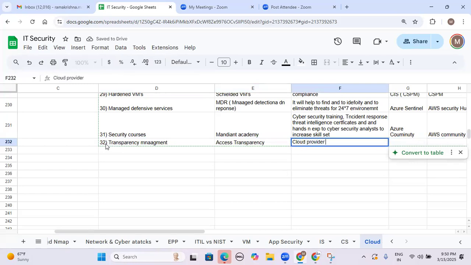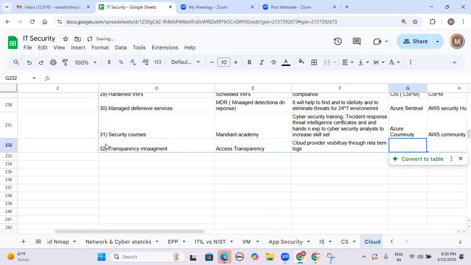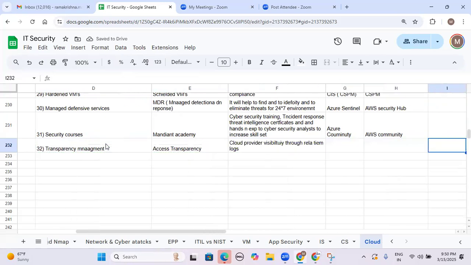Cloud provider visibility through real-time logs. Thereafter, we can integrate it with Google Chronicle, or whatever we are using. That may be either the Google Security Operations Center we discussed in yesterday's class, or Google Chronicle, which is also called that. Otherwise, we can use third party tools like IBM, Exabeam, LogRhythm, Splunk, and so on. We can use that service also.